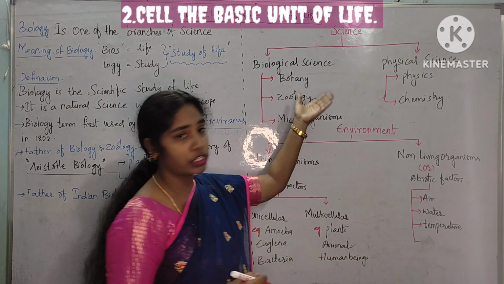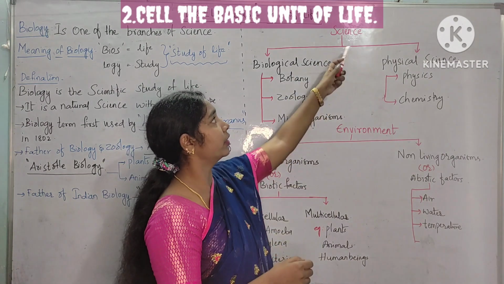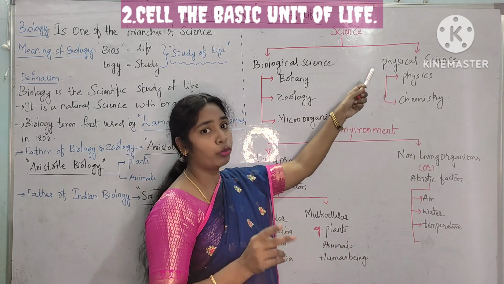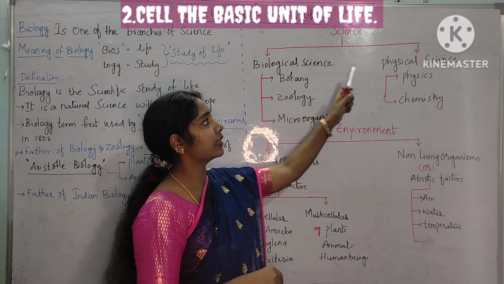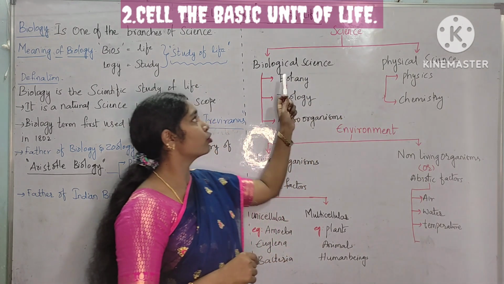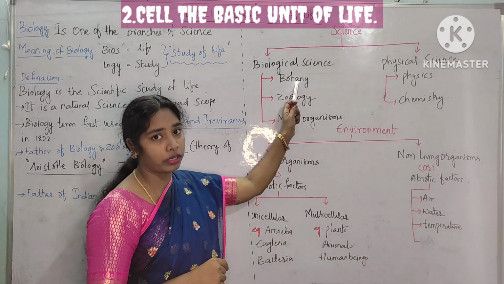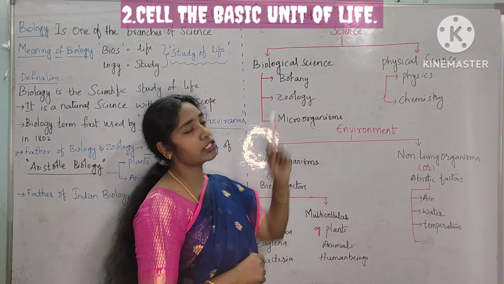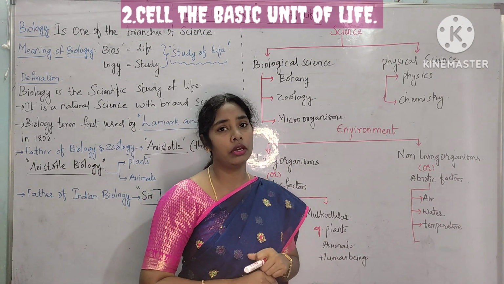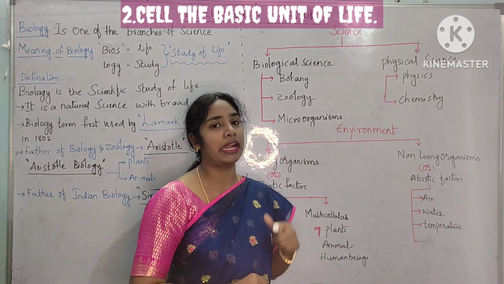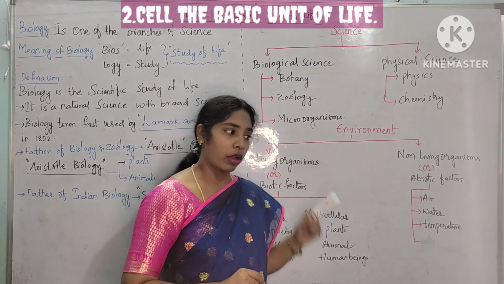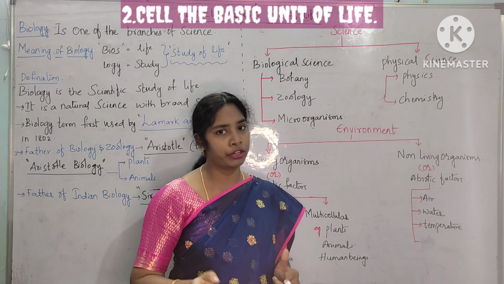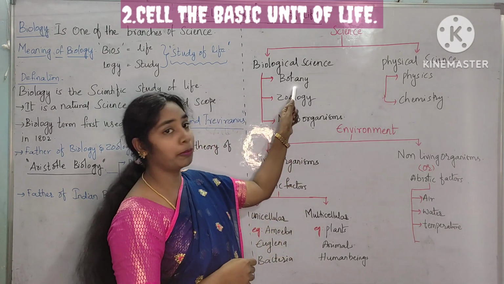As I already mentioned, science is divided into two branches. One is biological science and the second one is physical science. Biological science is divided into botany, zoology and microorganisms. In the case of botany, we are going to learn about the plant kingdom, starting from small creepers to huge plants or trees. That comes under botany.